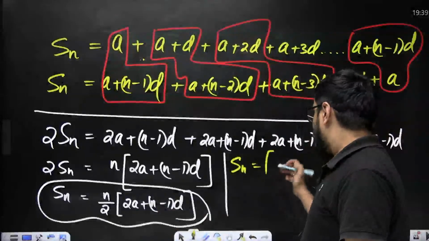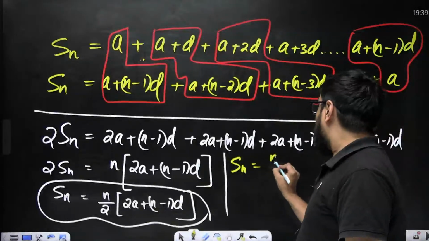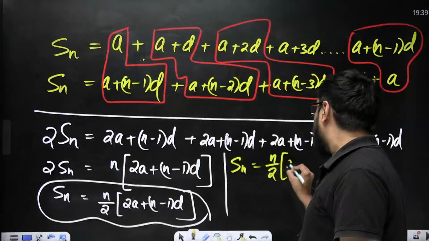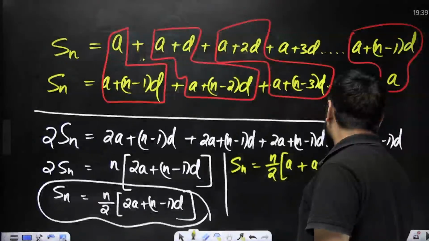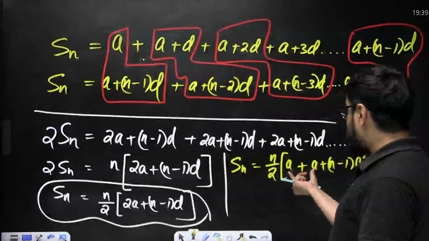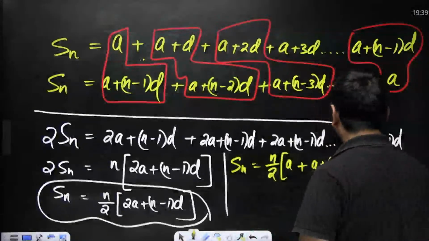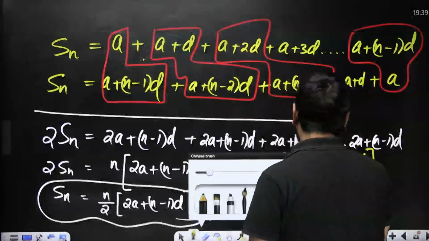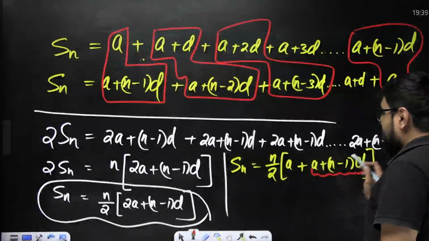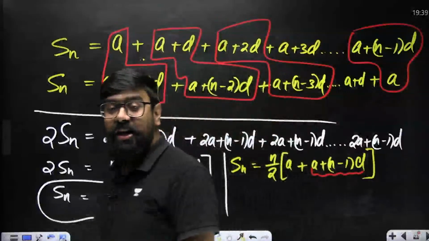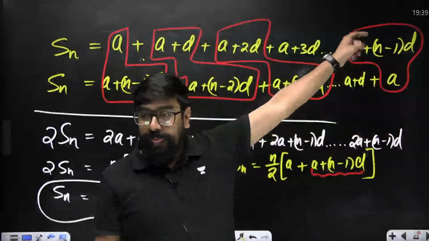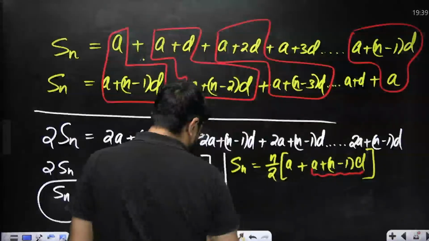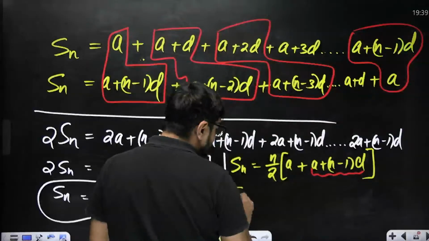I have 2a. I have twice of a. So I'm going to write n by 2 and I'll split this 2a as a plus n minus 1 into d. 2a was there, so I write it like this. Now, why did I do this? Because I realized that this thing is nothing but any general term. This was the formula for any general term, right? Tn. So yes, correct. If you are thinking what I'm thinking, then you are correct.